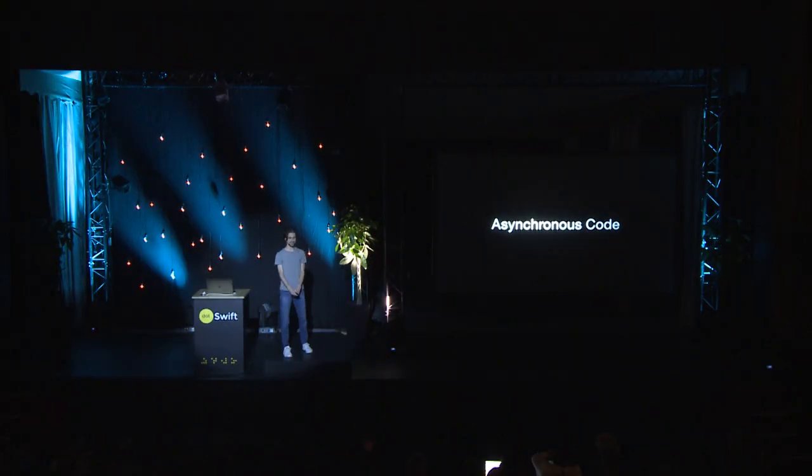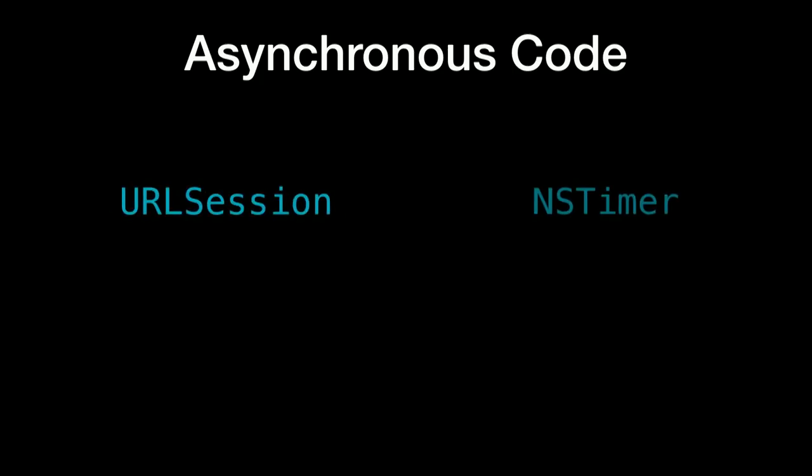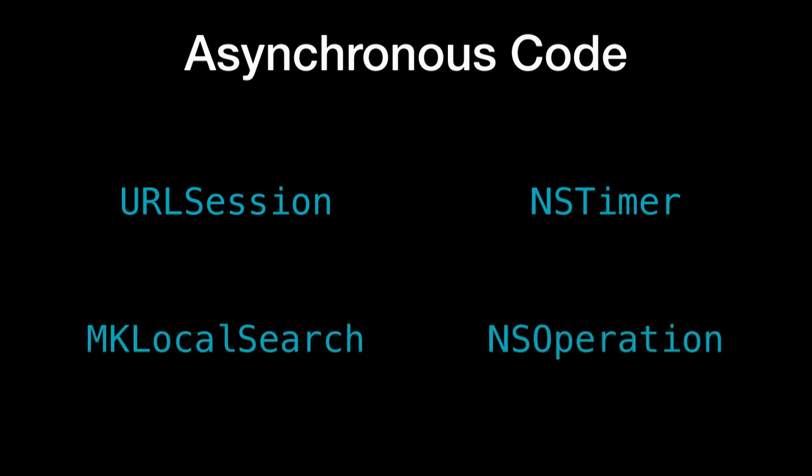So, let's talk about asynchronous code. In iOS applications, asynchronous code is basically everywhere because there are just so many APIs that rely on it. For instance, URLSession, or NSTimer, or MKLocalSearch, or NSOperation, and there could be many more. There's just not enough room on the slide for all of them.